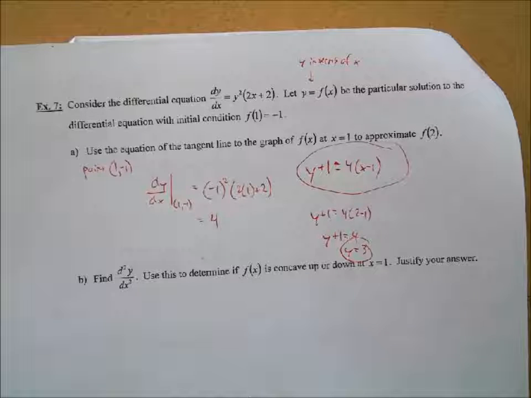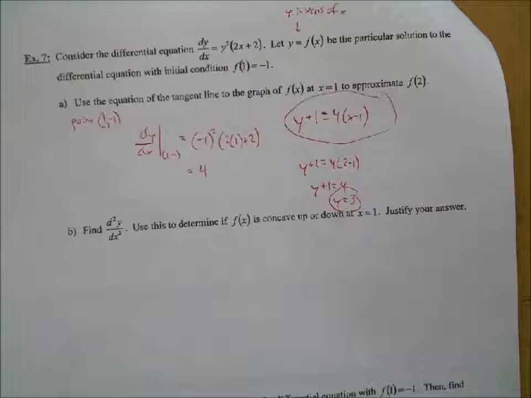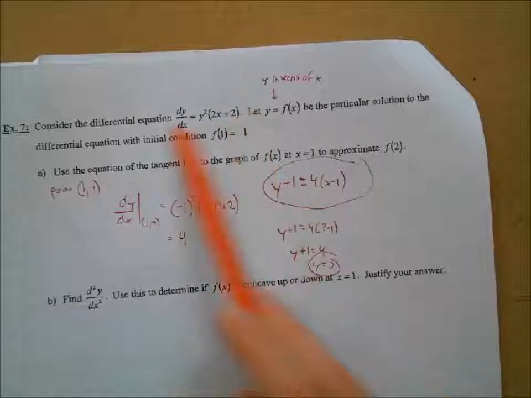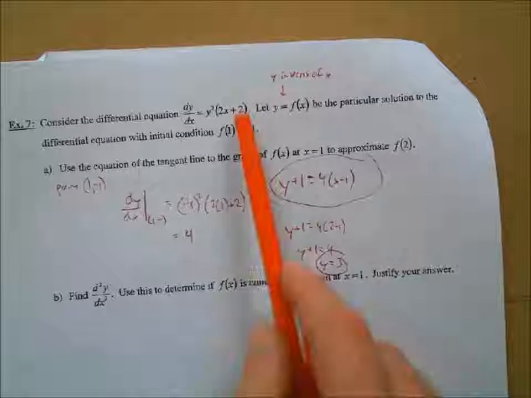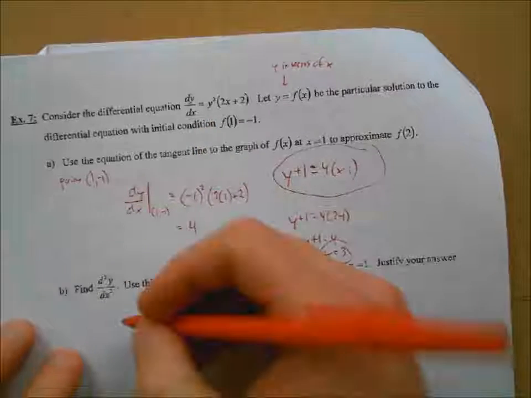Okay. So, letter B. Find d^2y/dx^2. That means find the what? The second derivative, which is the derivative of this, right? So we're going to find the derivative of this to get that second derivative and use that to determine if f(x) is concave up or down at x = 1. Justify our answer. Okay, so we're going to take the derivative of this thing.